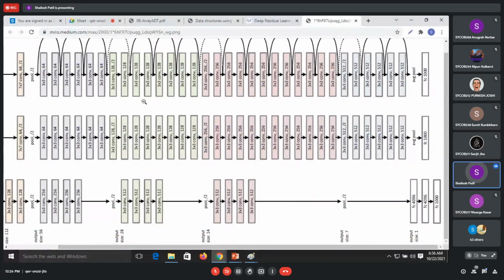I am relating this to your asymptotic notations and complexity point of view. Okay, so what happens? This is a normal neural network.